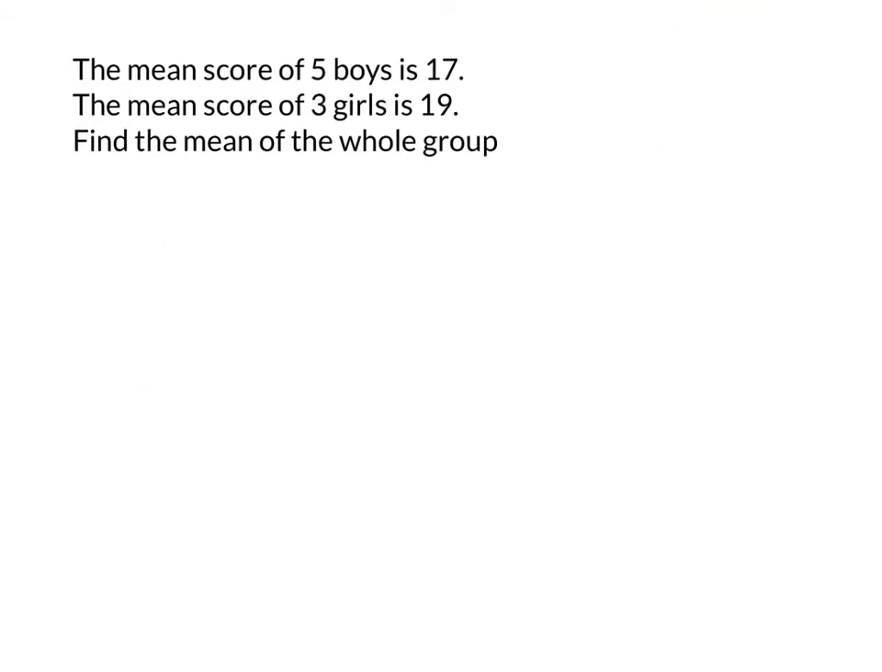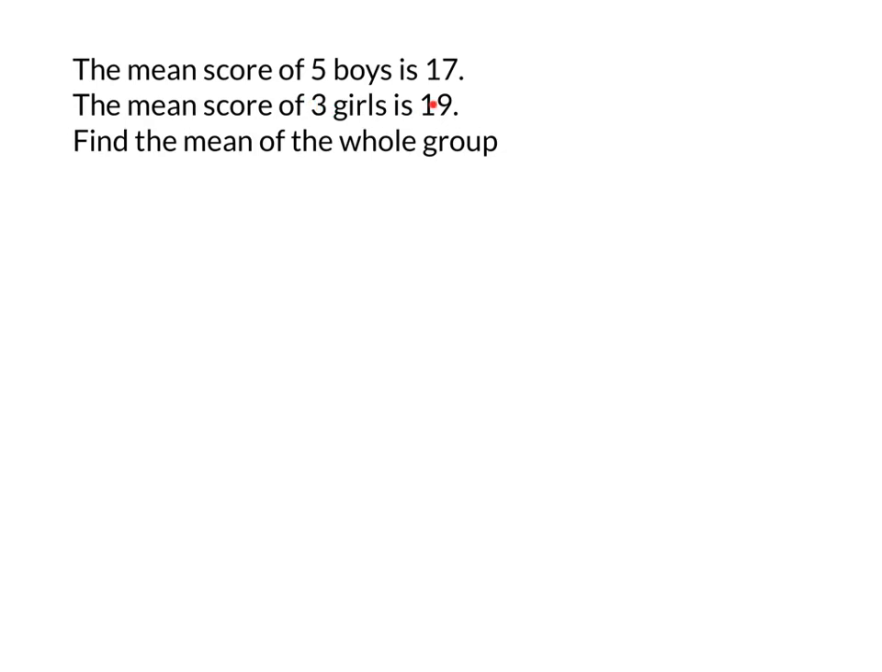In this example, we have the mean score of 5 boys is 17, and the mean score of 3 girls is 19. Find the mean of the whole group. Now, you can't just say, oh, there's 17 and 19, in the middle 18, because there's not the same amount of boys and girls.